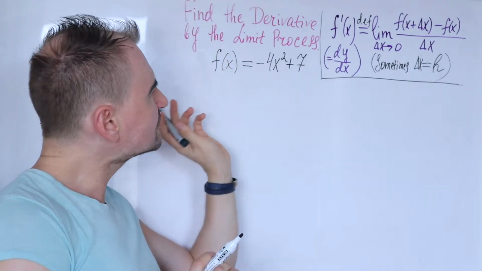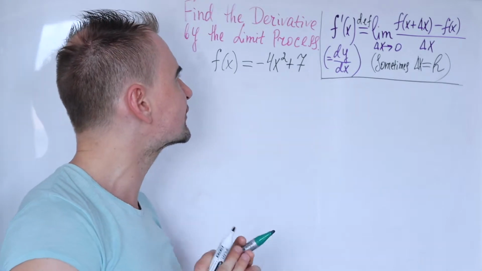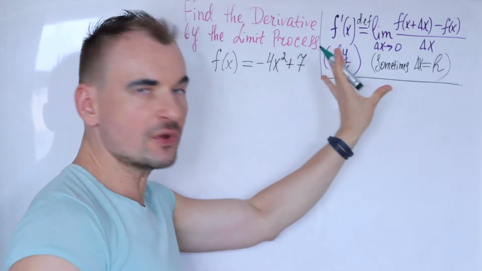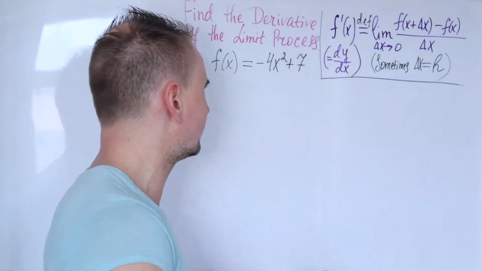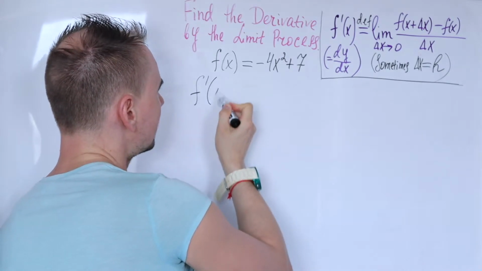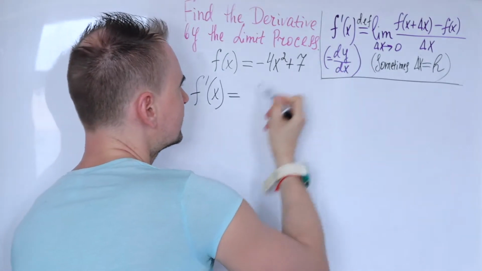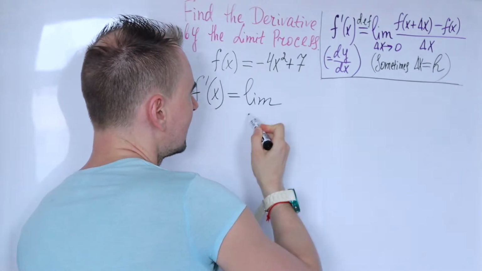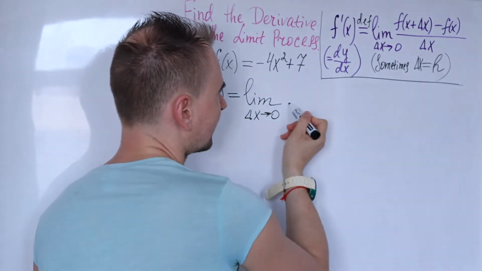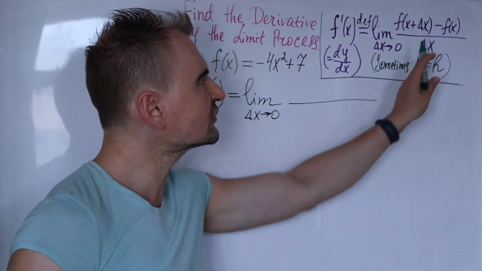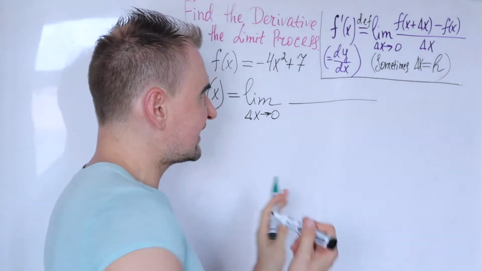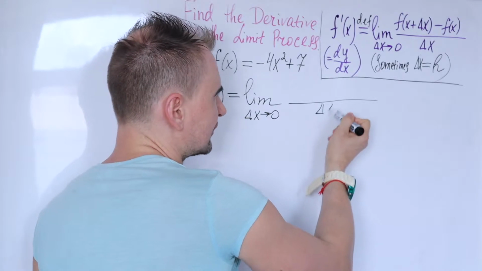Now, suppose you are given f of x equals negative 4x squared plus 7. We're going to use this definition to find the derivative of f of x. So in the next line, f prime of x equals the limit as delta x approaches 0 of a fraction. Your bottom part, delta x, stays the same, so you rewrite it as this.